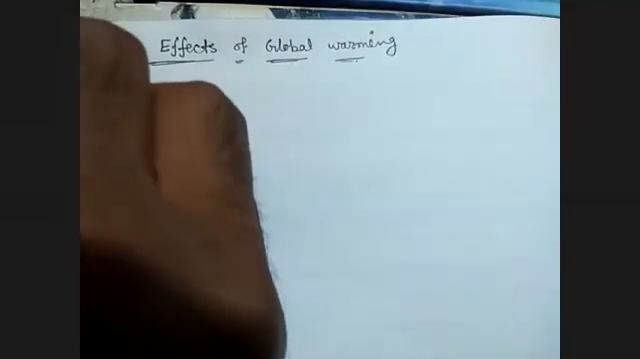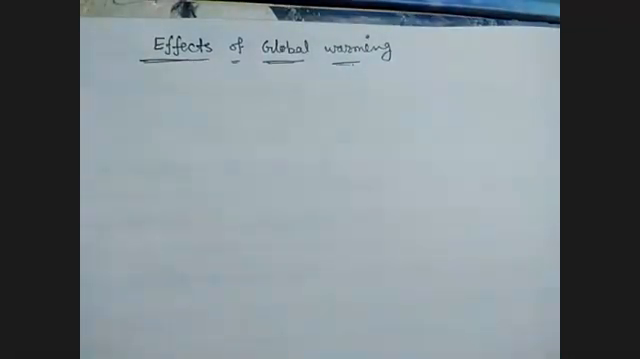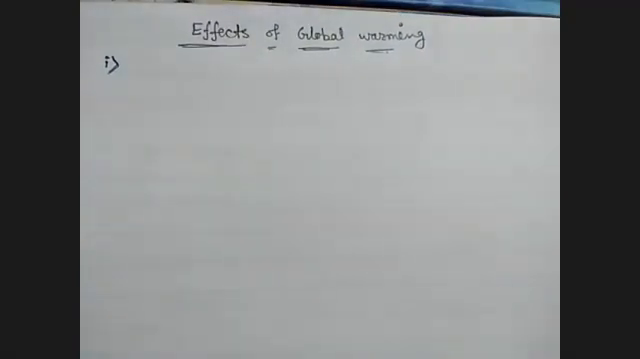Remember, due to global warming, the average temperature of Earth will increase. Then due to that temperature, the ice present in the poles or the glaciers will be melted down, and due to that, it will increase the level of seawater. That will cause flood. Clear?